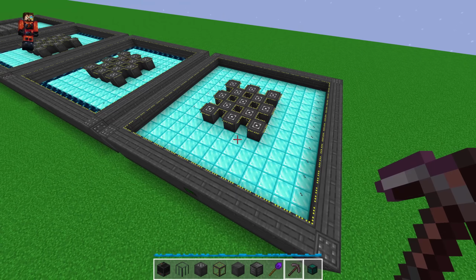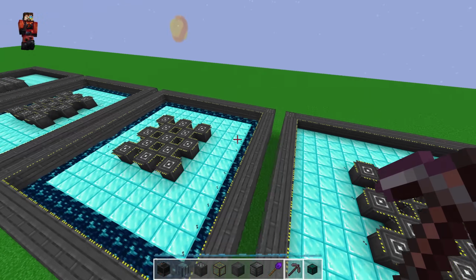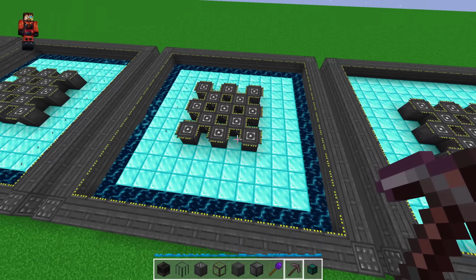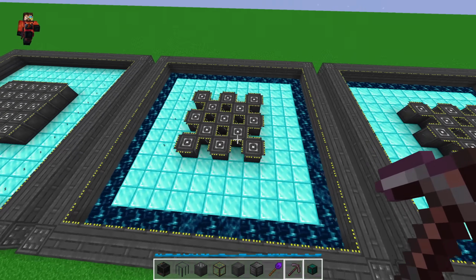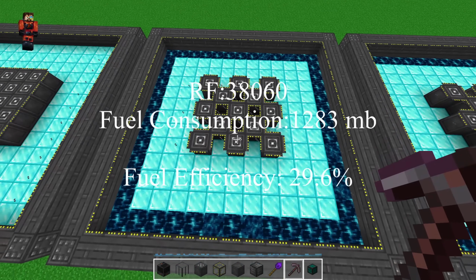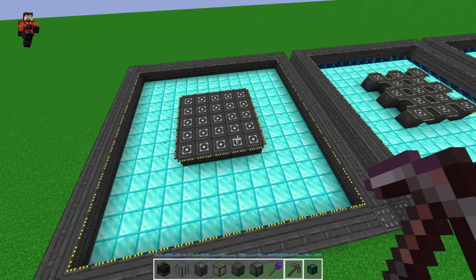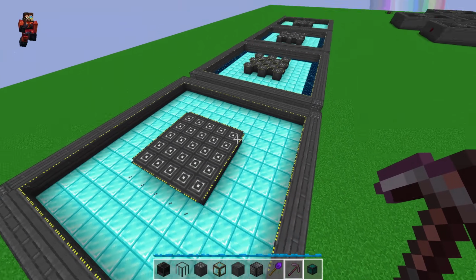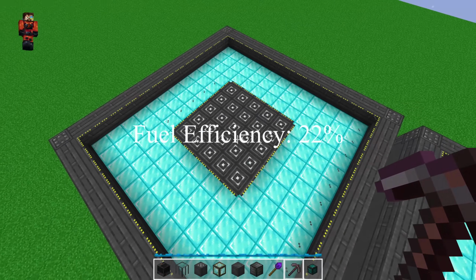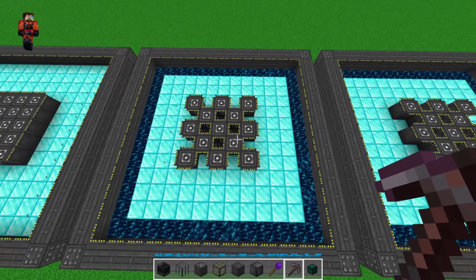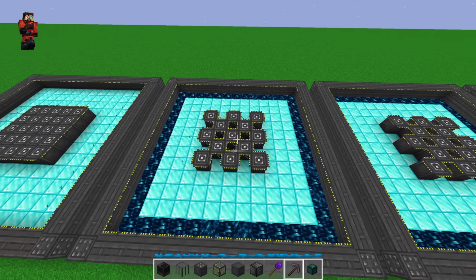So the first one has an efficiency of 29.2%. Then with resonant ender we go to 29.3. With resonant ender and graphite we go to 29.6. And the final one is just at 12%. With the same amount of fuel rods, it's at 22%. So with resonant ender and graphite, that seems to be your best bet.